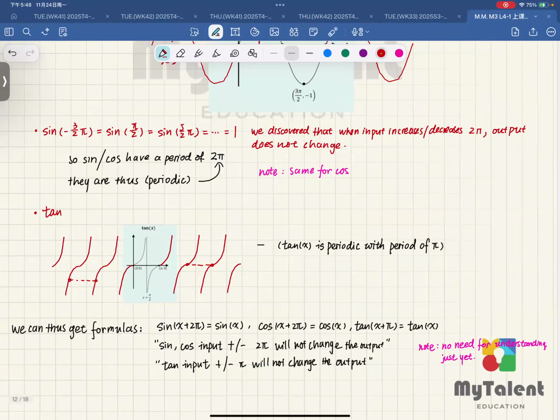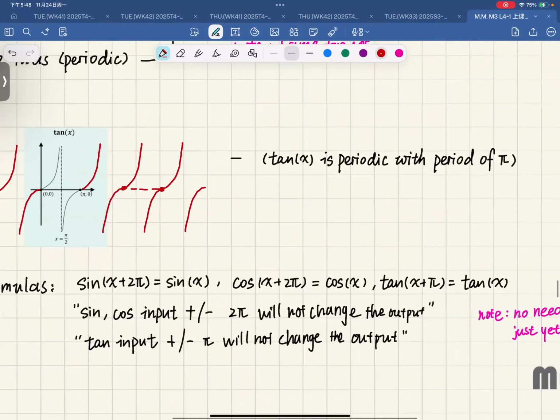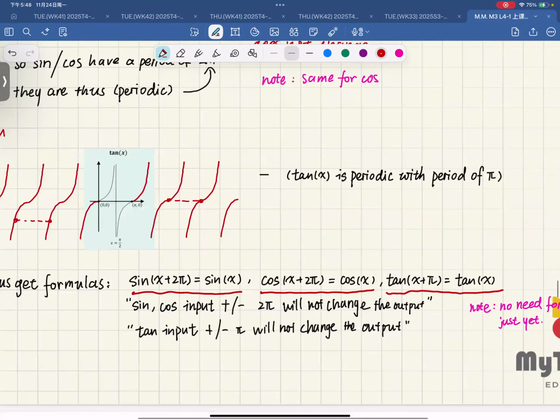Same with tangent. Cosine, same thing. So basically we can get the formula, but don't worry about this formula too much at the moment. Sine x plus 2 pi is equal to sine x. Does that formula make sense to you? Cosine x plus 2 pi is cosine x, but be careful for tangent. It's tangent x plus pi is equal to tangent x, because it's periodic.